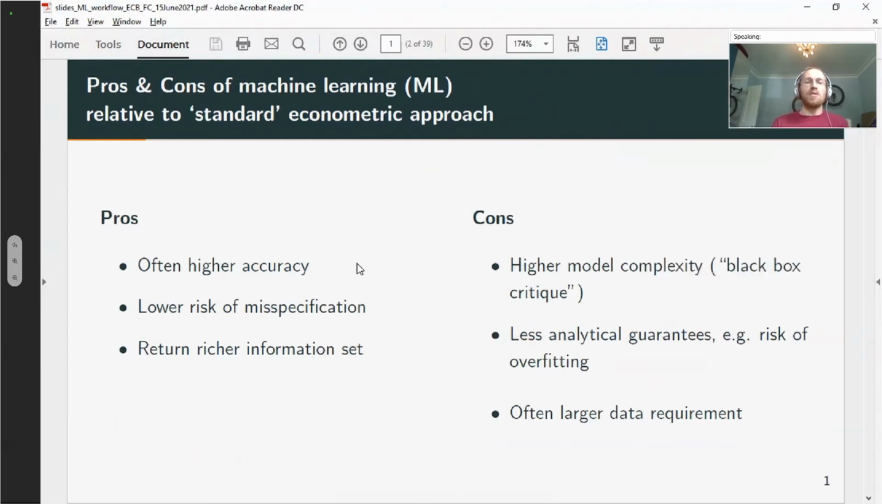What may be the pros and cons of machine learning, or statistical learning as just another word, compared to conventional approaches? The pros: you often get higher accuracy, you do not have the risk of misspecification in a non-parametric setting, and as I will show, you can potentially retrieve a larger information set. The cons are higher model complexity, the black box critique, generally very few, if any, usable analytical guarantees, and depending on the model you're using, for example large neural networks, large data requirements for fitting the model.